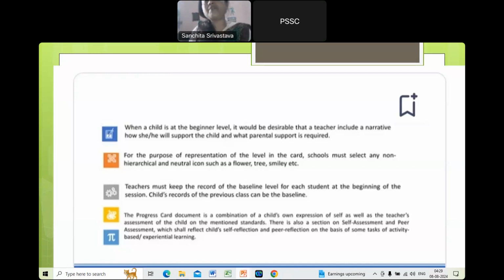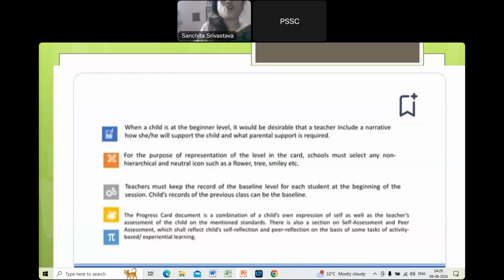The teacher must keep the record of the baseline level for each student at the beginning of the session, and the child's record. This is very important. You see, the child's record of the previous class can be the baseline. That means we need to know from where to start, isn't it? If the child is weaker in mathematics, when the new session starts, this has to be known by the teacher who will be taking care of the child in this new session.